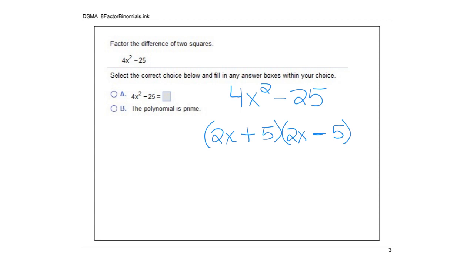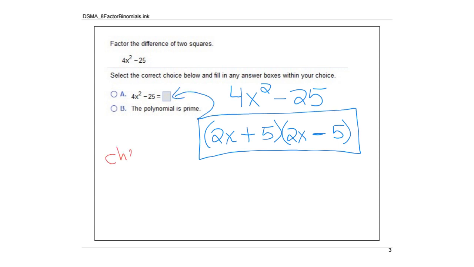Again, the order does not matter. You can put the negative first, or the subtraction, excuse me, first, and then the addition does not matter. It would still be correct. All right, so we're going to check our work, but this is actually the answer. Okay, so let's come over here and check. We're going to FOIL.